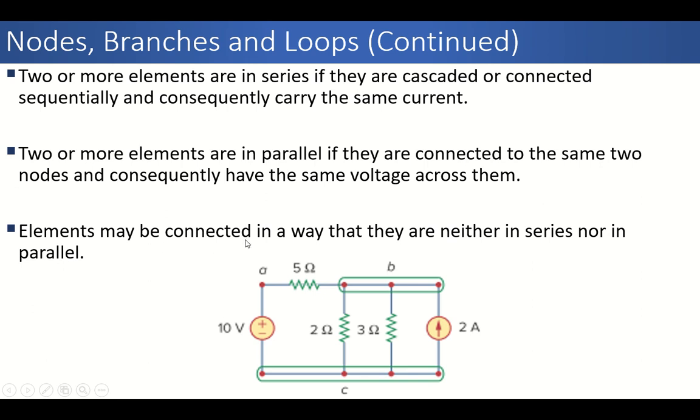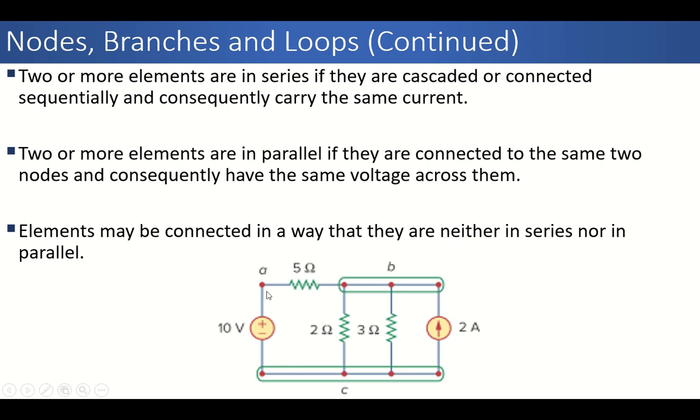So elements may be connected in a way that they are neither in series nor in parallel. So there are actually three possibilities: series, parallel, and components could be neither in series nor in parallel. Just like the 10 volt source and the 2 ohm resistance, these are neither in series nor in parallel, because the 10 volt source is connected across terminal points A and C, and the 2 ohm is connected across B and C.